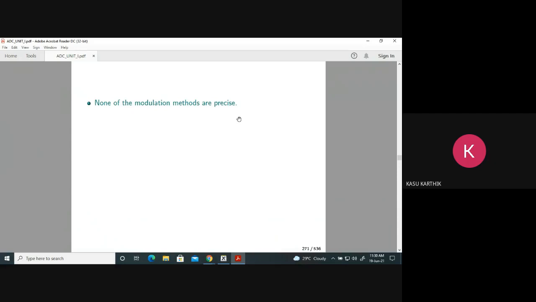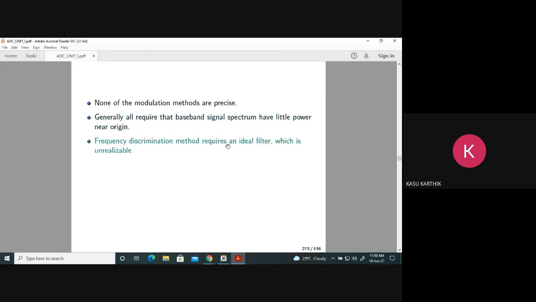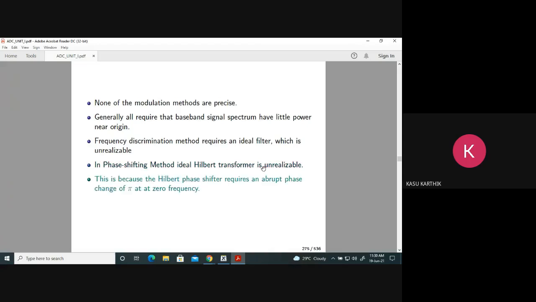Okay, as I just now told you, the generation of SSB is very difficult. There are two methods, but the two methods are not precise. In the first method, the frequency discrimination method, we need ideal filters, which is unrealizable. In the phase shifting method, we have a problem with the ideal Hilbert transform, which is not realizable. Why is it not realizable? Because the Hilbert transform phase shift requires an abrupt phase change of pi at zero frequency.